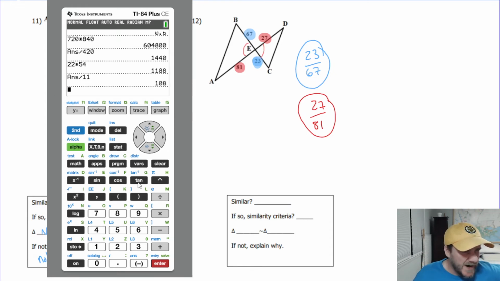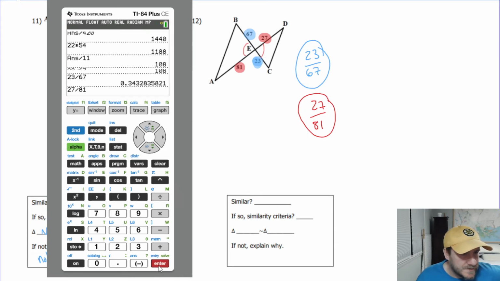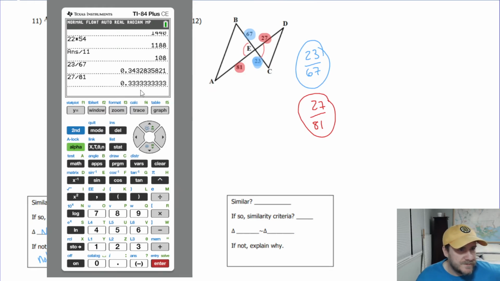Excuse me for yawning. 23 over 67. Divide those. You're going to get that decimal, 0.3432835, and so on. If we do 27 over 81, though, it's probably going to be close, but it won't be identical. Yeah, it's 0.3333333. So that's really darned close. But close isn't good enough. So we're just going to say no.